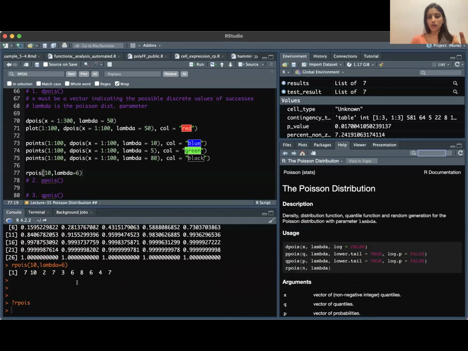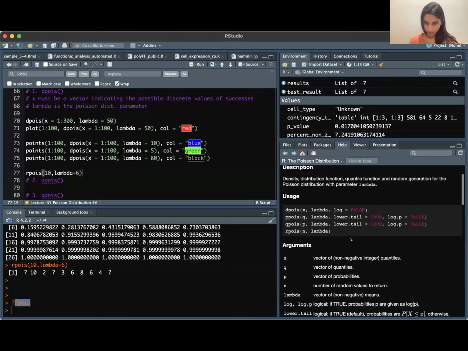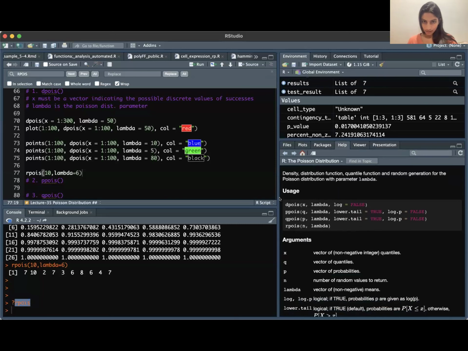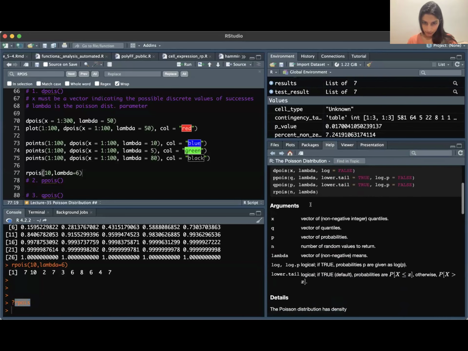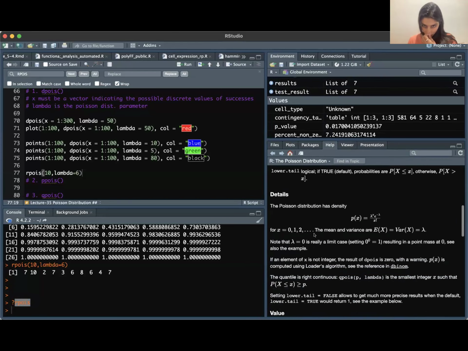If you don't know what a specific function does, you can write a question mark followed by the function. So question mark rpois, it'll give you the whole documentation, as you can see in this help window. It will tell you all the parameters. So rpois takes just n and lambda. I don't see any float here.